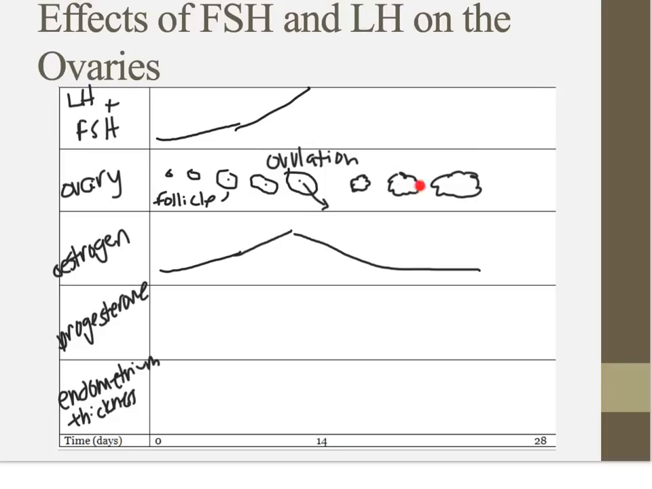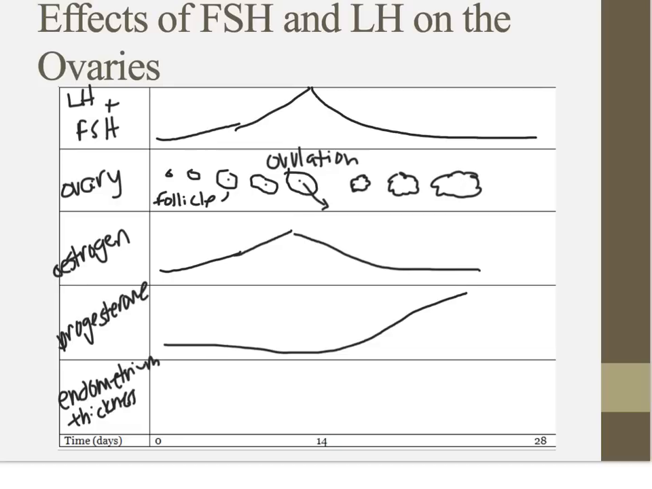On the other hand, now that I have this corpus luteum, I'm going to start getting the development of progesterone. Progesterone has been pretty low this whole time. It's going to start coming about when I get this corpus luteum. Now remember, when I've got estrogen and progesterone together, that inhibits these guys. So FSH and LH are going to go down.